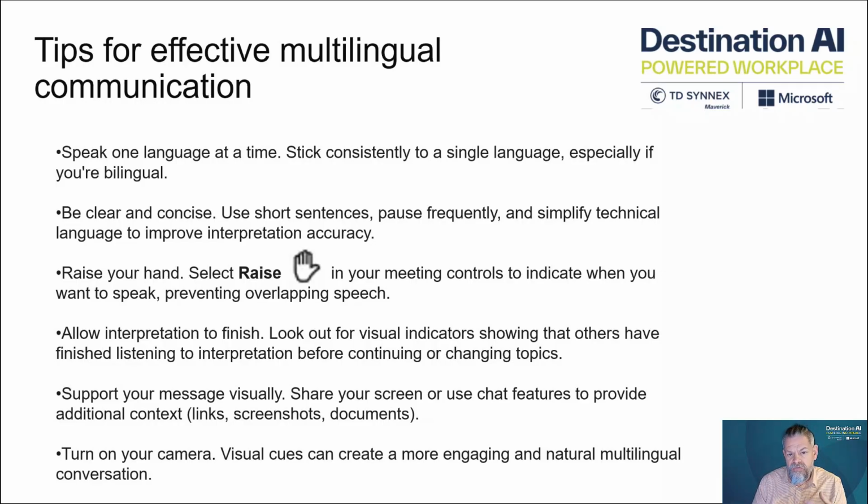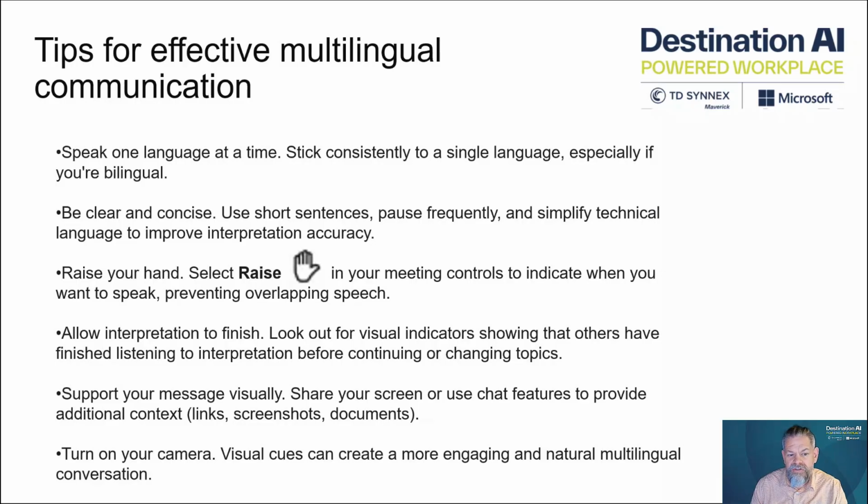If I'm speaking very rapidly and Spanish is my native language, I can convey a lot of information much quicker than other languages and other dialects may be able to. Simplify that and give it a moment to catch up, and be able to pause. And simplify technical language and improve the interpretation accuracy. Keeping things simple, keeping the information going, allows it to catch up and understand what it is you're actually trying to convey as part of that conversation.